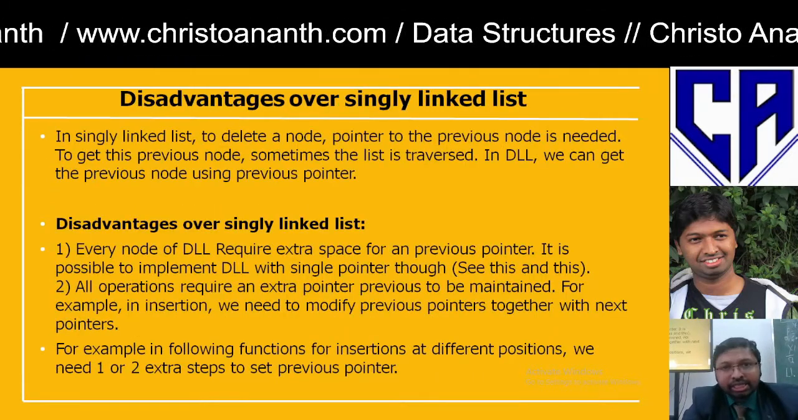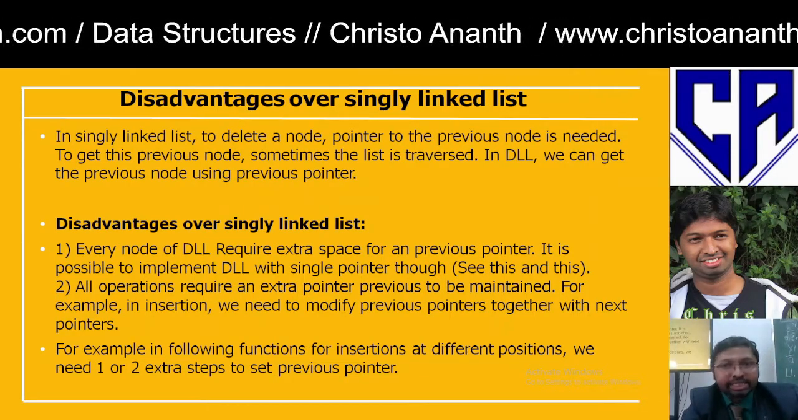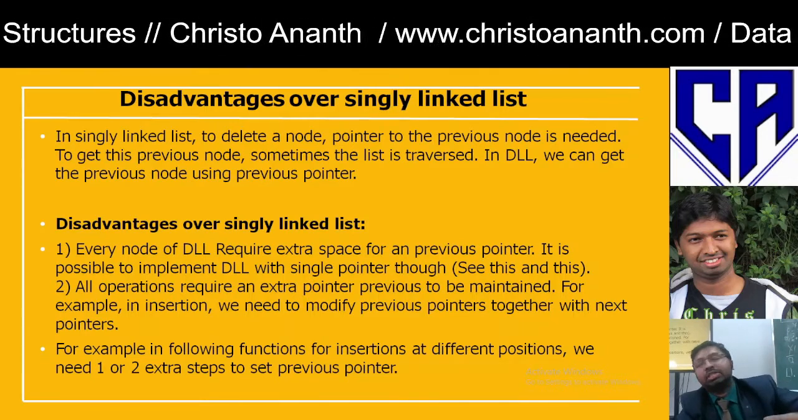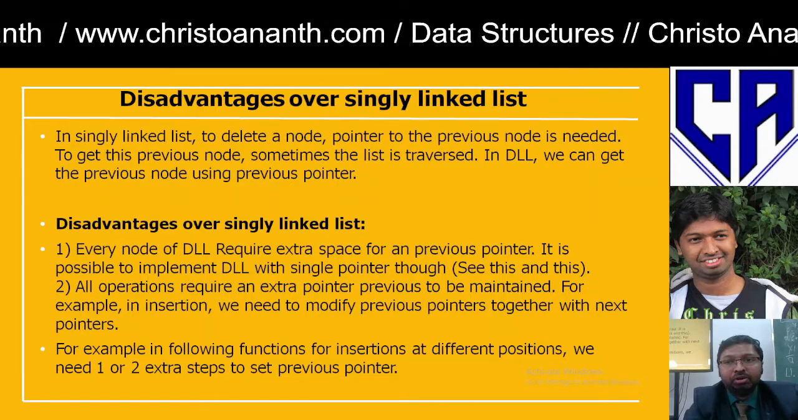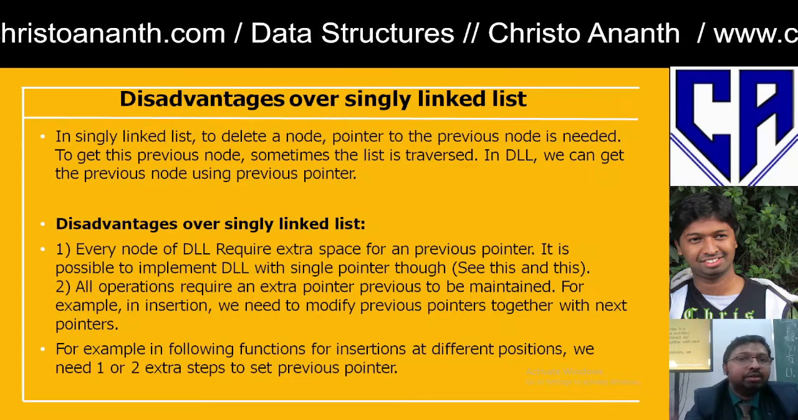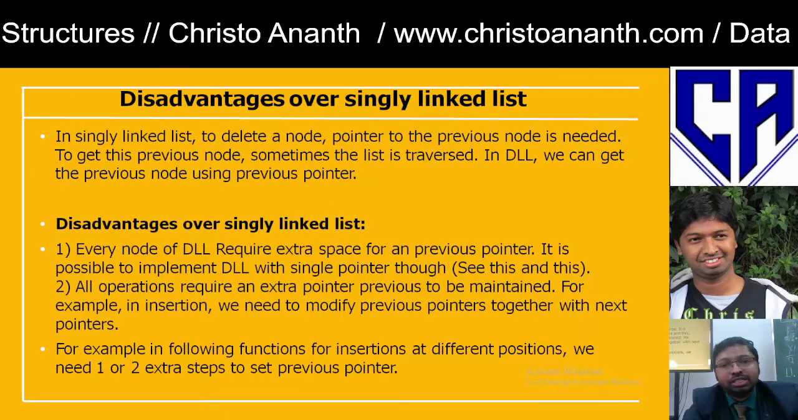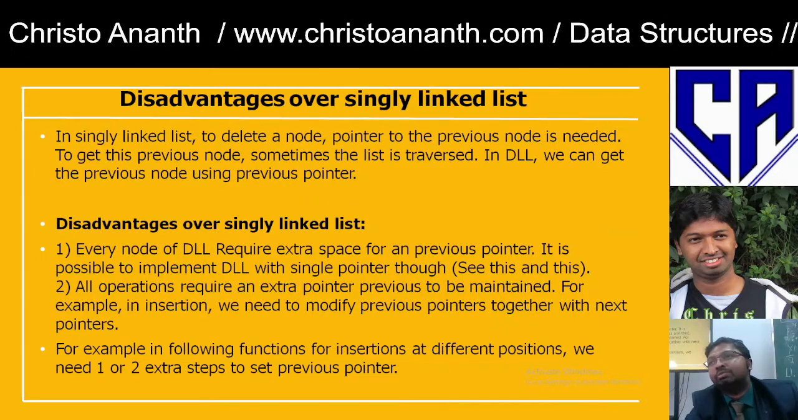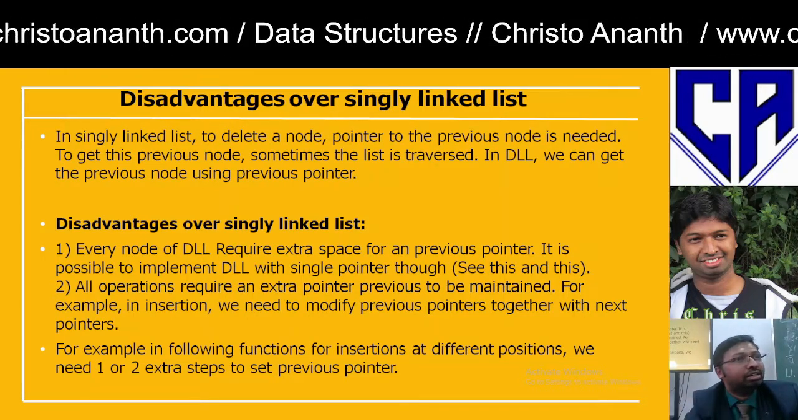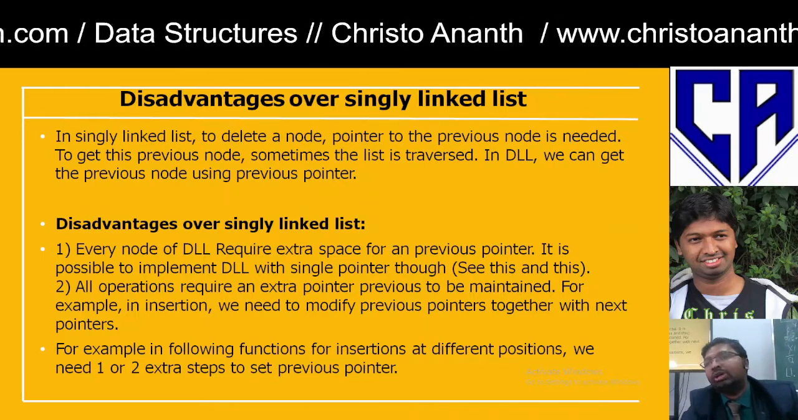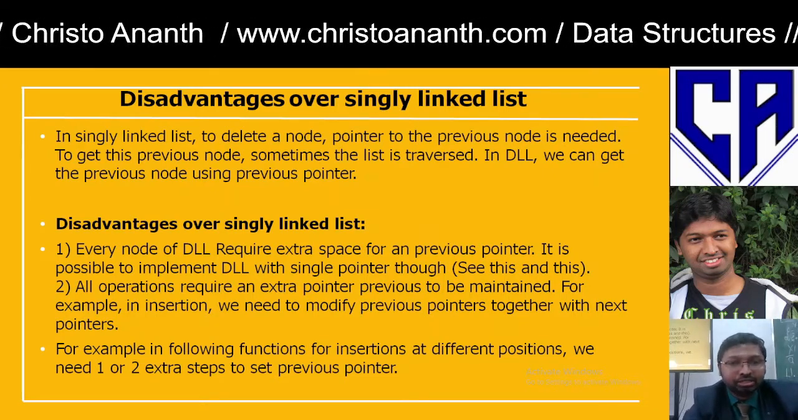Also, in a singly linked list, in order to delete a node, the pointer to the previous node is actually needed. But in a doubly linked list you don't have to, because we can get the previous node using the previous pointer. Still, there are some disadvantages: you need some extra space for the previous pointer, but in a singly linked list you don't need extra space. So that's a disadvantage of the doubly linked list.